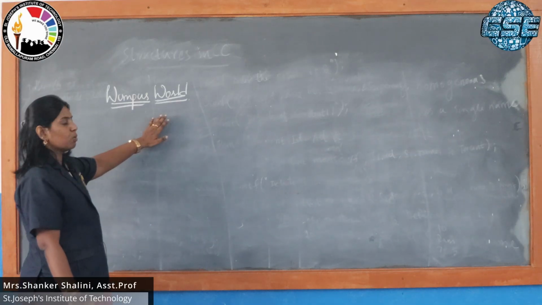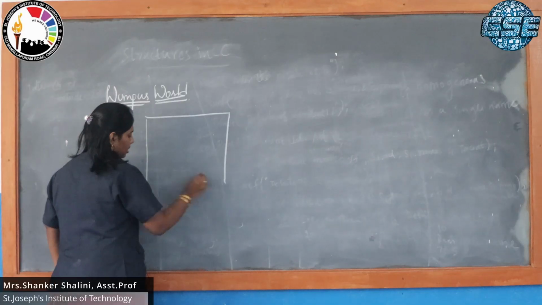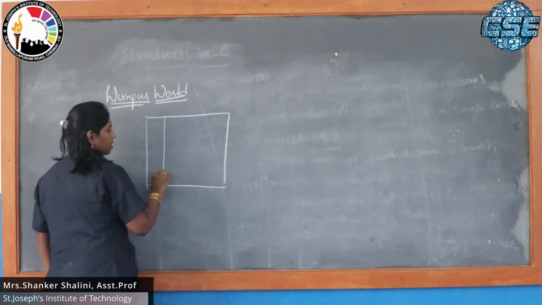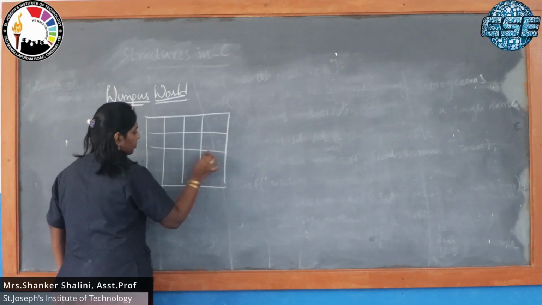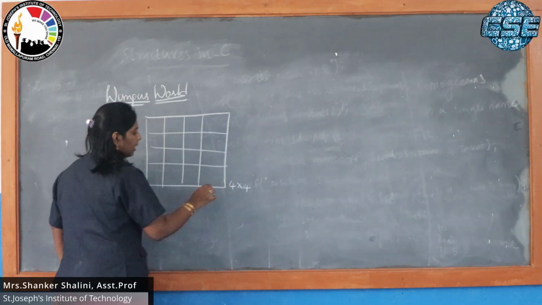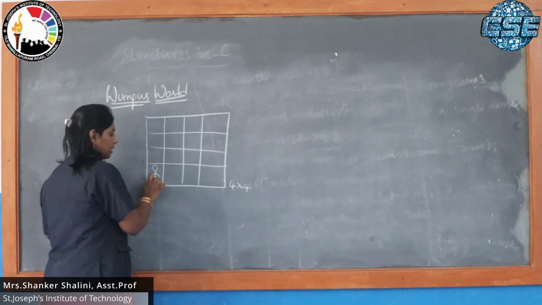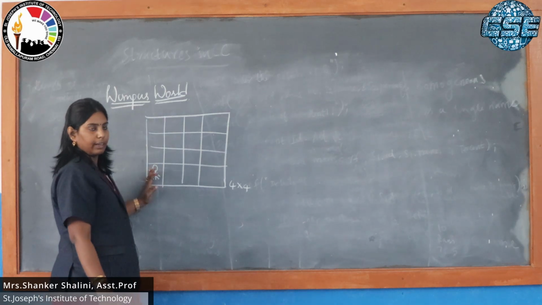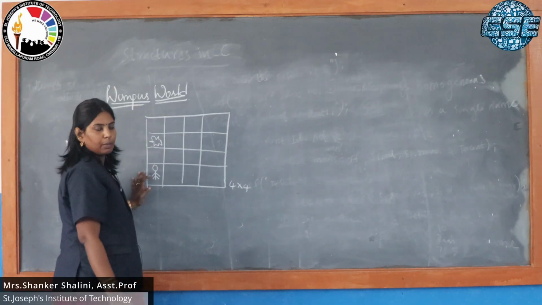So, in this Wumpus world, we have a 4x4 grid. So, we are going to draw a 4x4 grid. This is the 4x4 grid. And inside, we have an agent. We have an agent inside the grid, and we have one Wumpus inside the grid. So this is the problem, right?